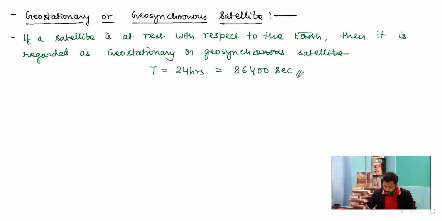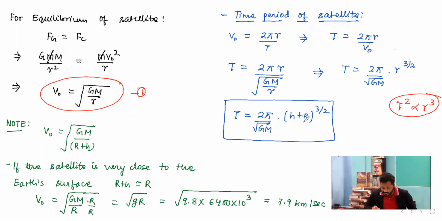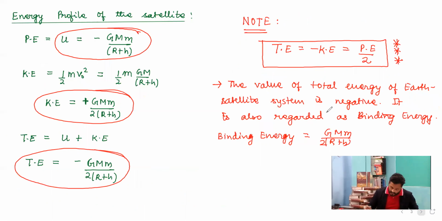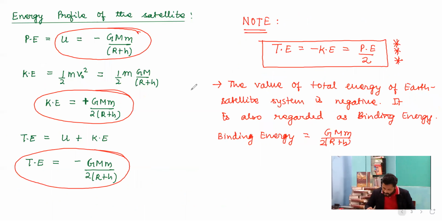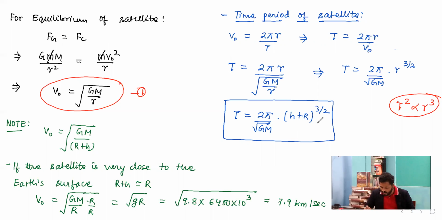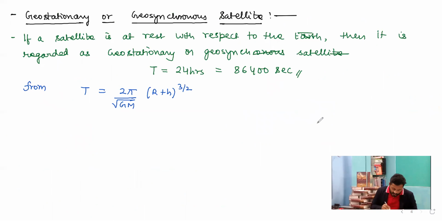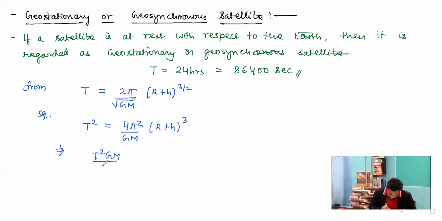So if I come back to the equation that we have, T equals 2 pi root over GM, (h plus R) to the power 3 by 2. I'm writing that same expression again: T equals 2 pi root over GM, (R plus h) to the power 3 by 2. I'm just cross checking that we have written the correct equation. So if I square both sides, we will have T square equal to 4 pi square by GM, (R plus h) cube. From here I can write T square GM upon 4 pi square is equal to (R plus h) cube.